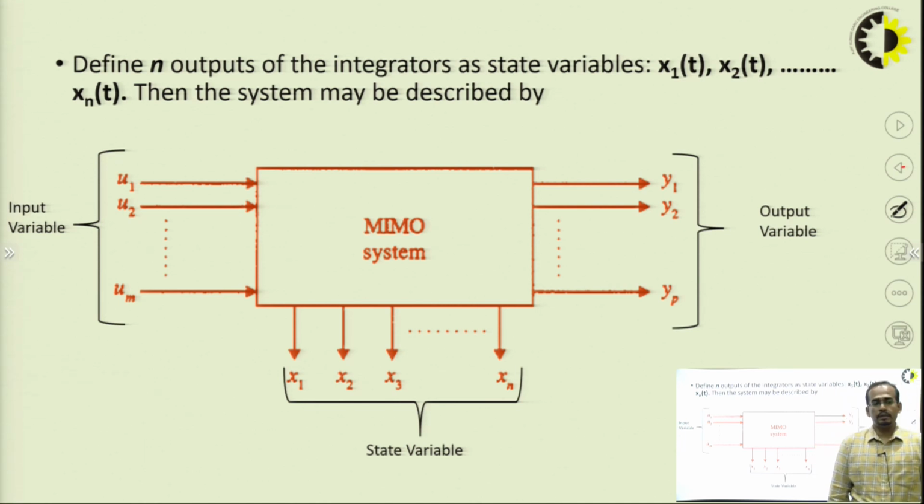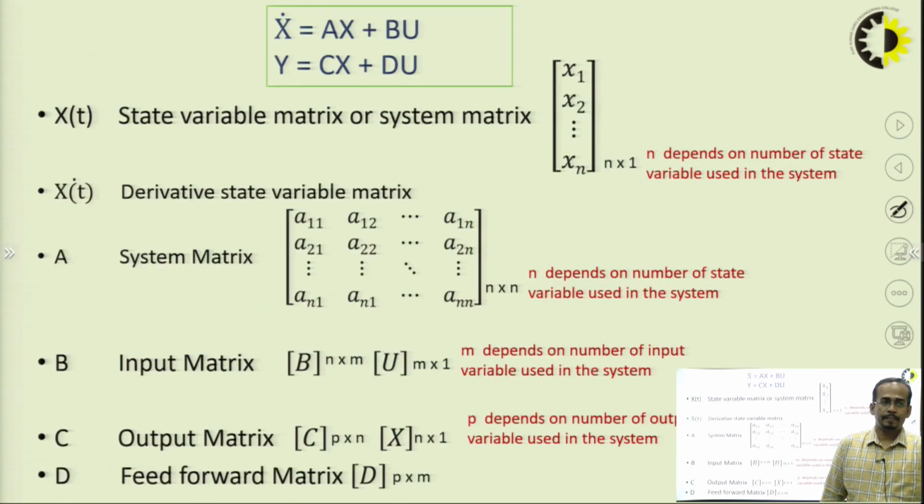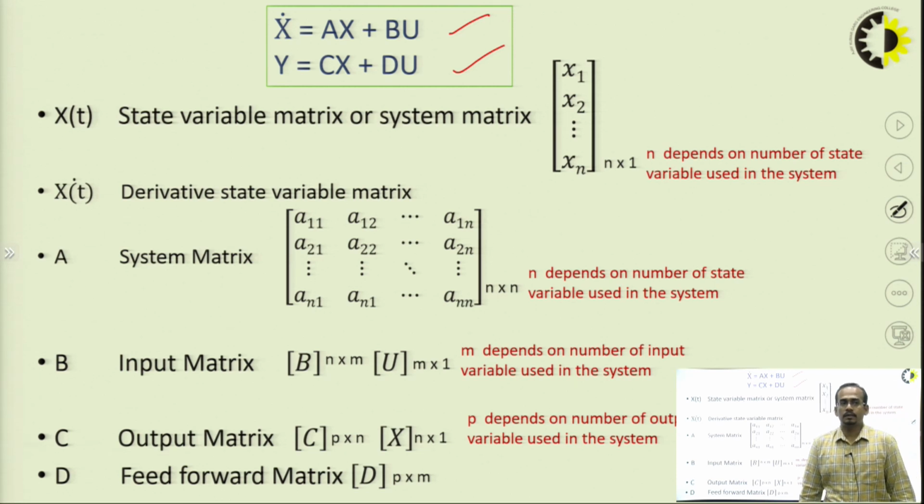So we can define the state variable in mathematical form: x dot is equal to ax plus bu, y is equal to cx plus du. Equation 1 is for the state equation; x dot is nothing but the derivative of the state variable, and y is nothing but the output. So we can define the state equation x dot is equal to ax plus bu, and the output equation y is equal to cx plus du.